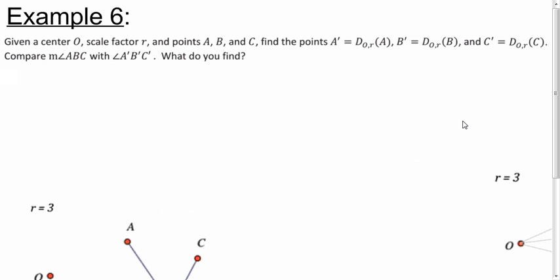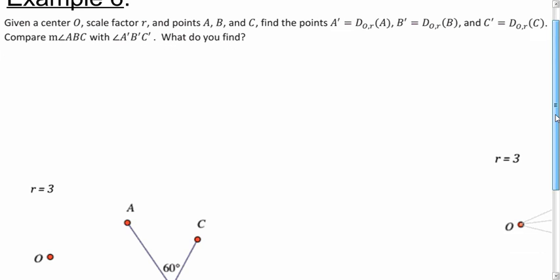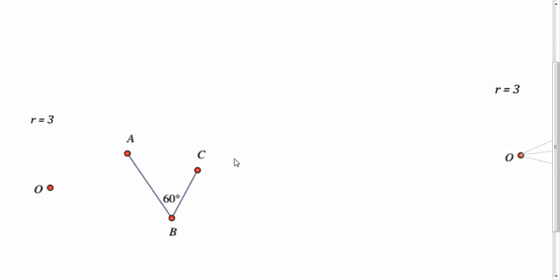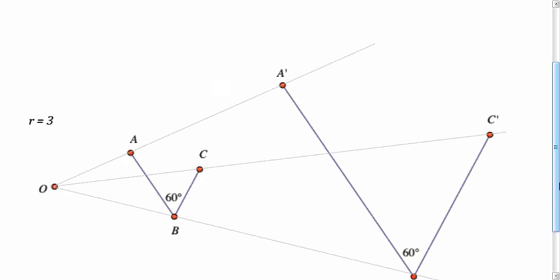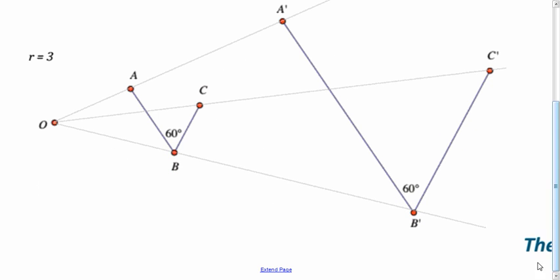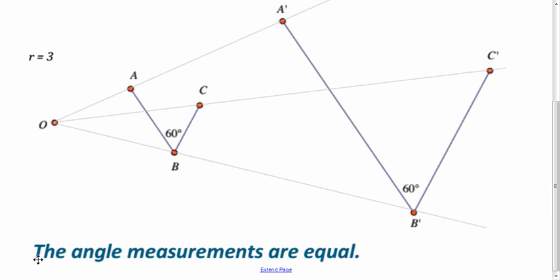And finally, what happens with angles when we do a dilation? We're going to use a scale factor of 3 here. Multiply those distances by 3, and you get this picture. What do you notice about our angles? They are 60. They're equal measures.